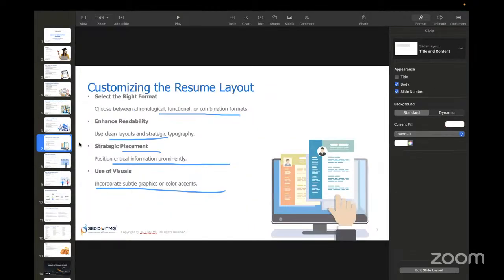Then, after you know all the things, detailing everything, now you have to customize your resume. Customizing a resume is nothing, just you can use the chronological order or the functional combination format.